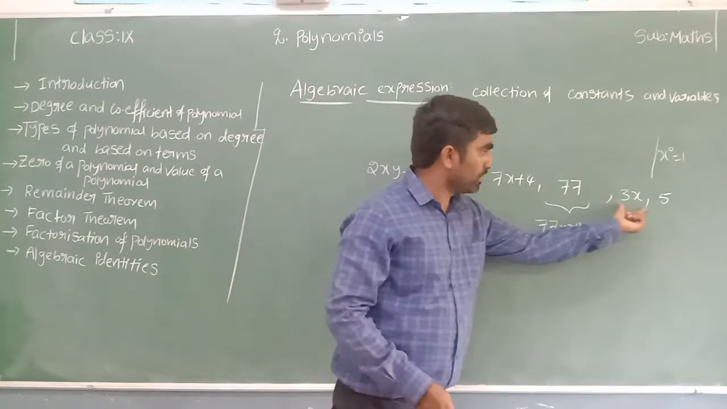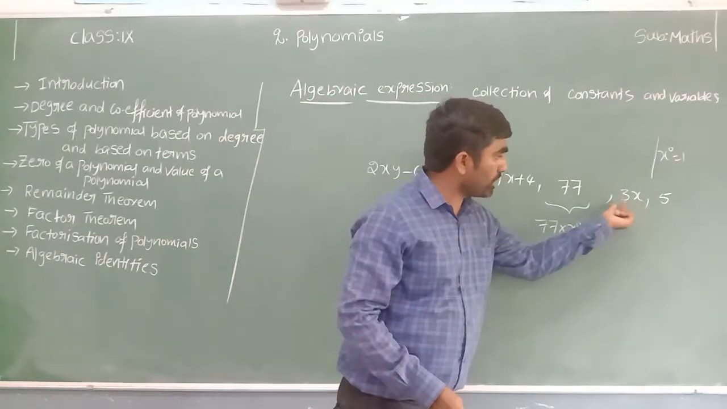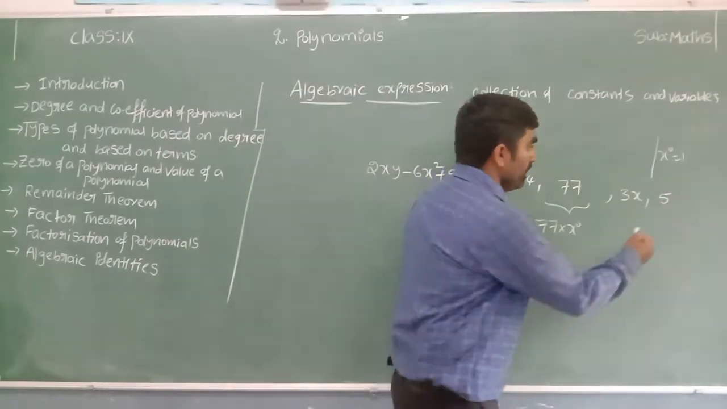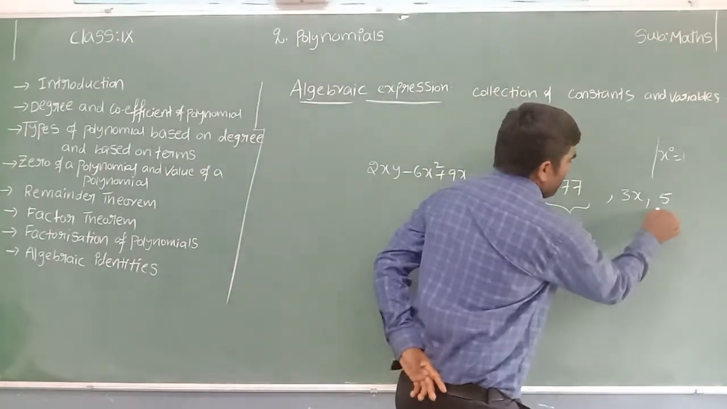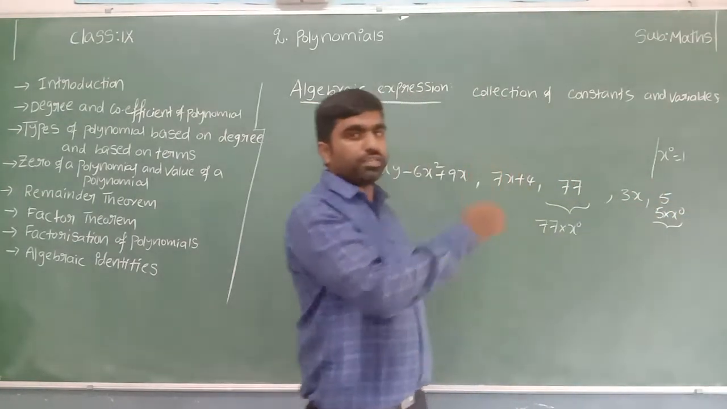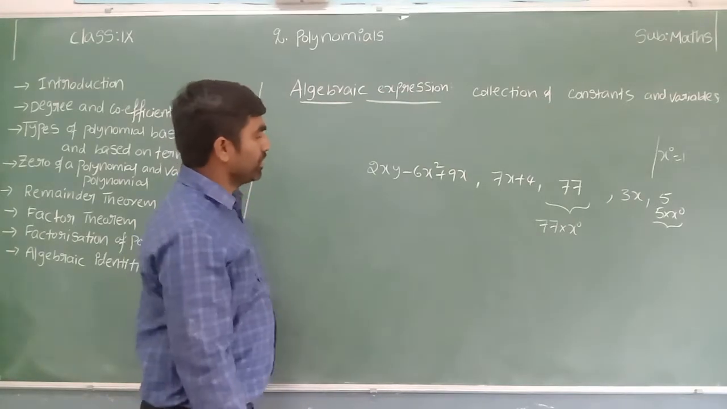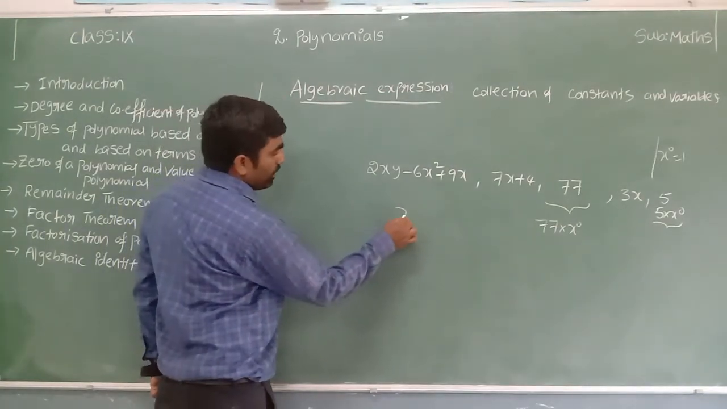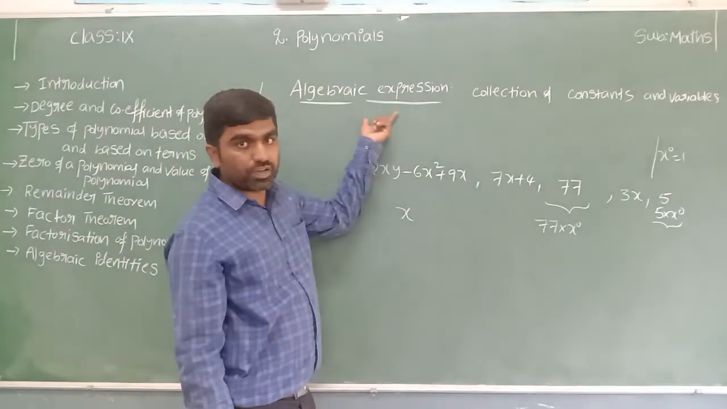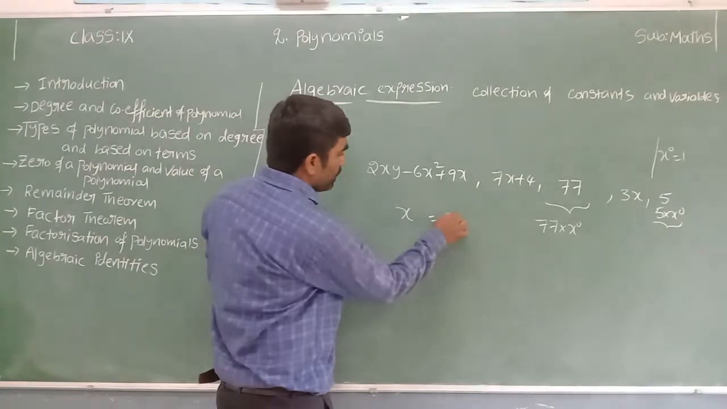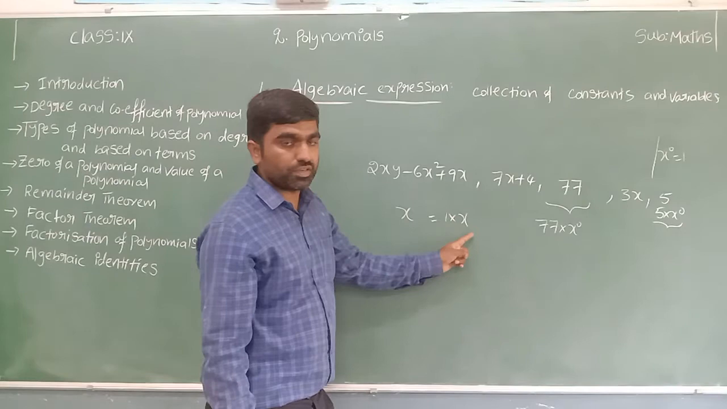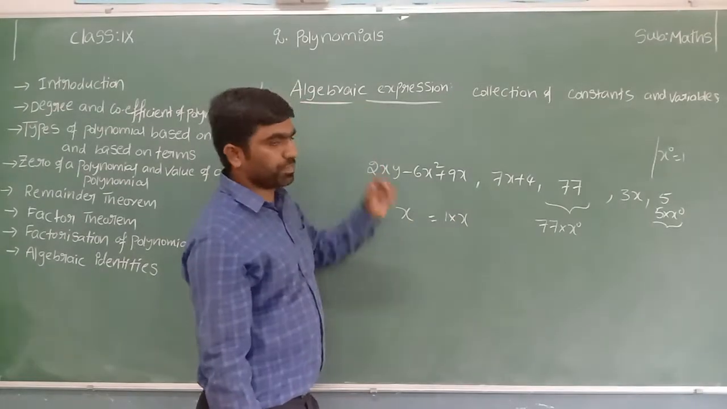What can you say about this 3x? We can see here constants and variables. It is called one algebraic expression. What about this 5? Even for 5 we can write 5 into x to the power of 0. Yes, it contains both constants and variables. It is called an algebraic expression. Now what can you say about this one? Let me take only x. Is it algebraic? Yes, it is called an algebraic expression. If there is no constant, you can write 1 into x. Now it contains both constants and variables.